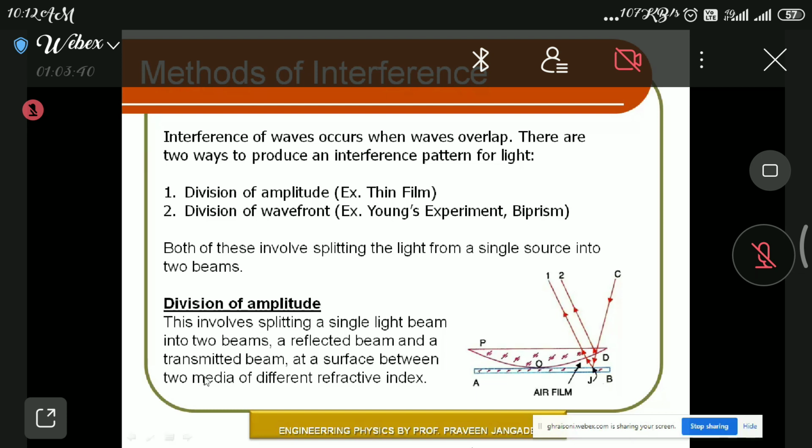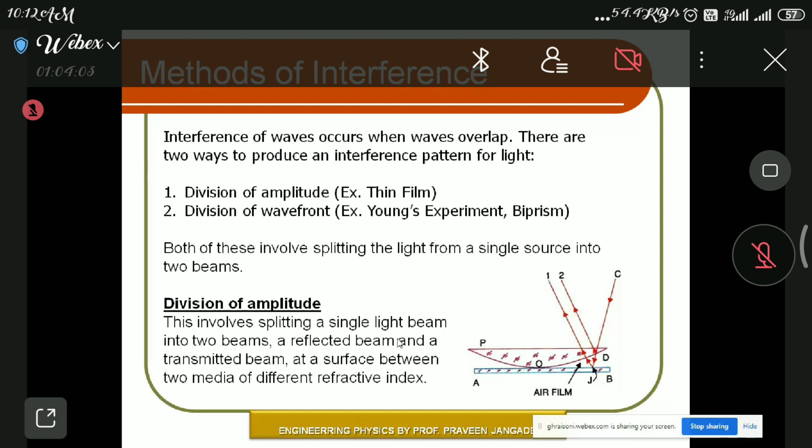Okay, it is also clearly mentioned: splitting of a single light beam into two beams. One is because of reflection, another is because of transmission. Please try to clear all this concept, how we got the two rays from a single ray. That is the mandatory condition of interference.